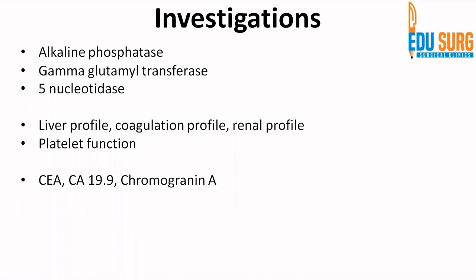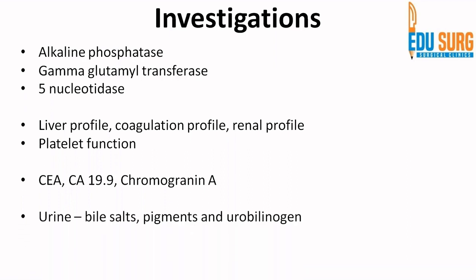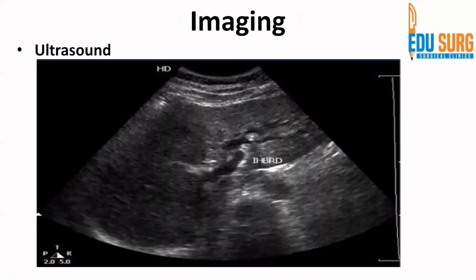Tumor markers, we always do CEA, CA 19.9 and chromogranin A, where there is a suspicion of neuroendocrine neoplasm. Alpha fetoprotein to be done only if you are suspecting hepatic lesion, like HCC. Urine tested for bile salts, pigments, and urobilinogen. Stool test for occult blood. Melena can be present in periampullary carcinoma cases. Fecal fat estimation and fecal elastase levels done in cases of chronic pancreatitis.